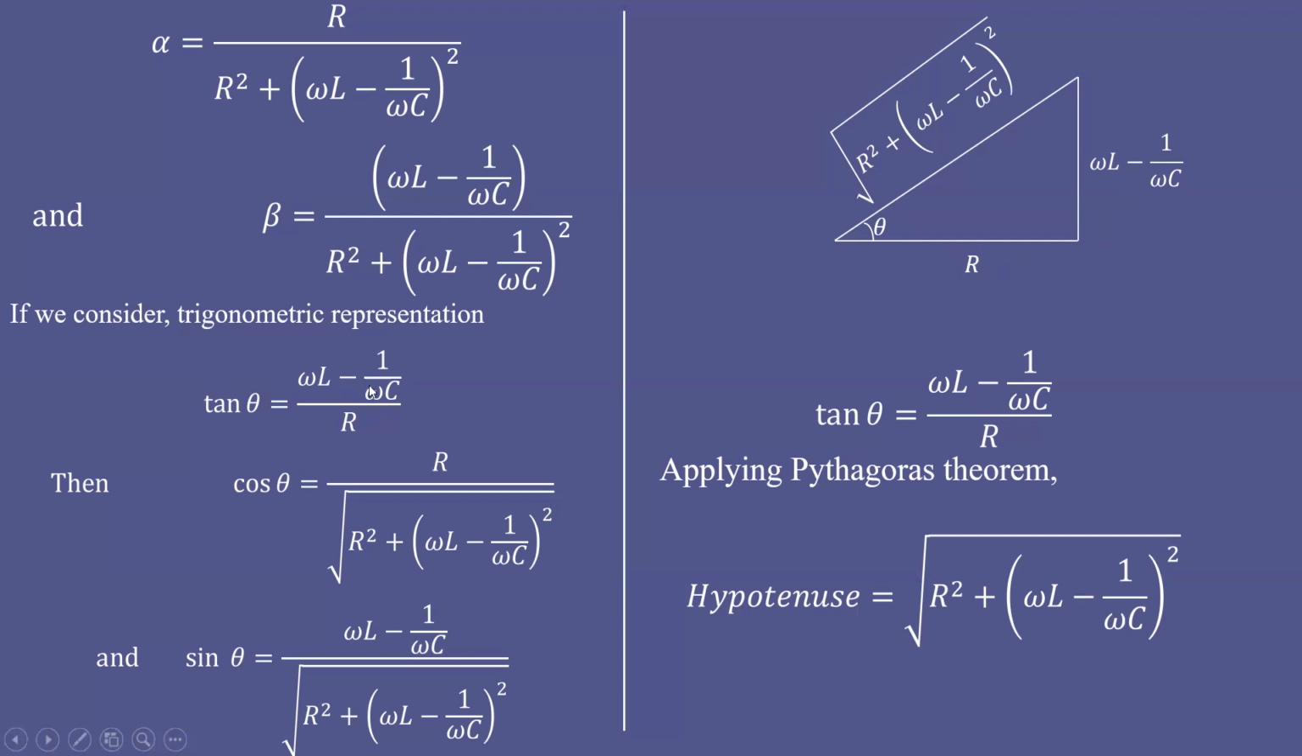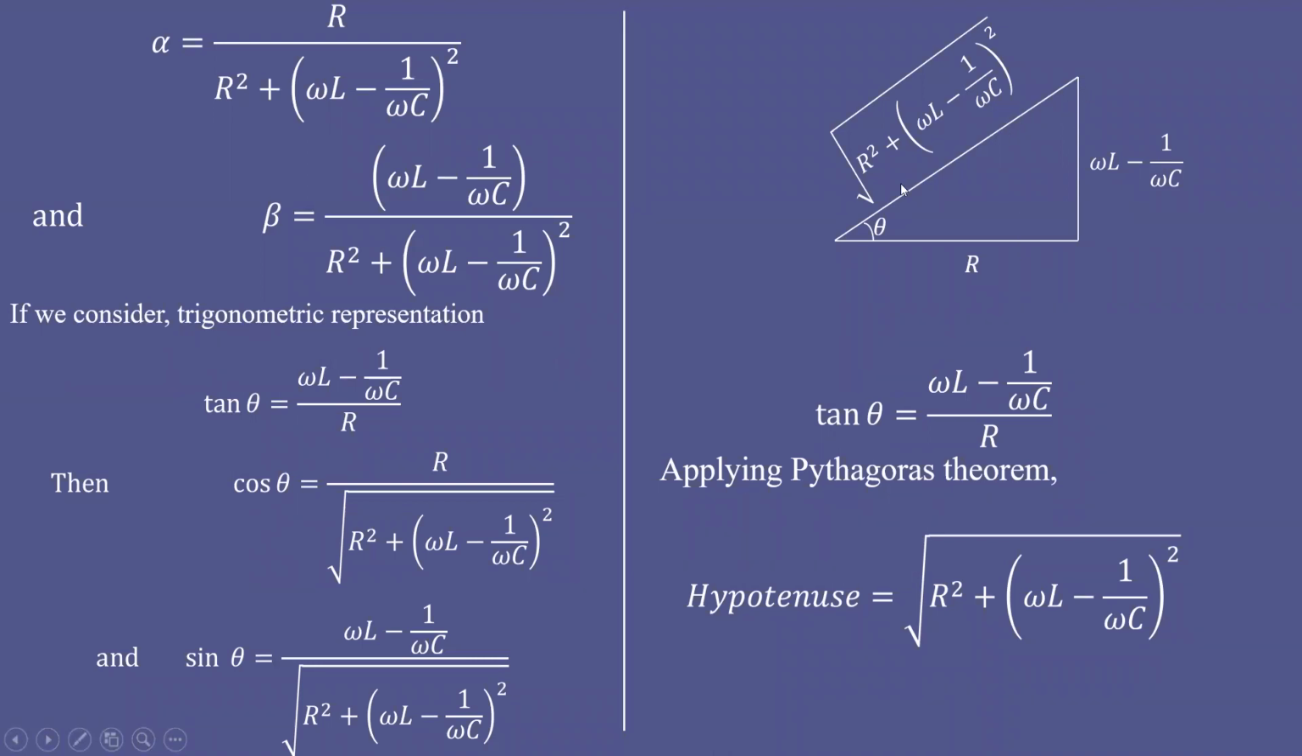That is given by omega L minus 1 by omega C divided by R. Then what will be the hypotenuse of this triangle? According to Pythagoras theorem, if two sides are omega L minus 1 by omega C, that is one side, another side is equal to R, then according to Pythagoras theorem, square of the hypotenuse equals the sum of squares of the other two sides.